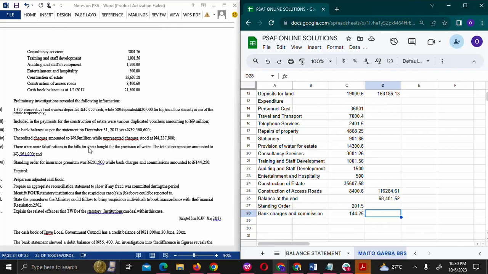Are we on the same page, please? Sorry, sir, I want to know now why the standing order and the bank charge? Why are we putting them here? The idea for adjusted cash book is to adjust your cash book for everything that is in the bank statement but is not in your cash book. In reality, your bank statement should be the same as what you have in your cash book.